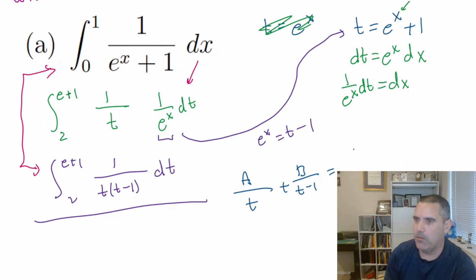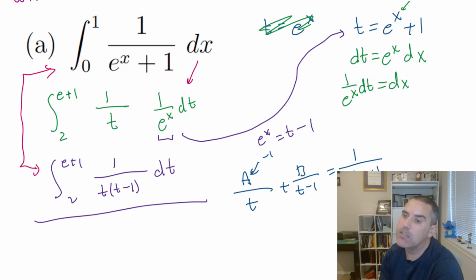T minus 1. And I encourage you to go through and find a and b. I can tell you right away that a is negative 1 and b is 1. If you want to know how I did that so quickly, it's the cover-up method. It's a shortcut, but it's really fast to clear the denominators as well.